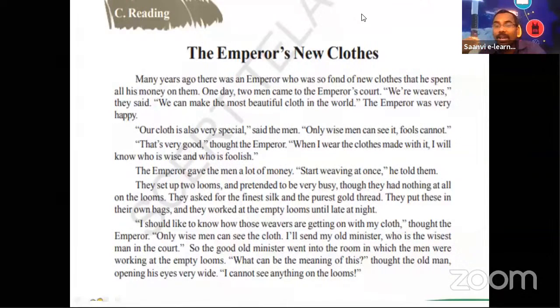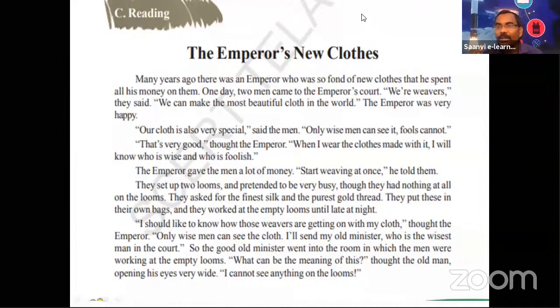They asked for the finest silk and the poorest gold thread. They put these in their own bags and they worked at the empty looms until late at night. So these two men just came to cheat the emperor. They knew that the emperor is very fond of new clothes. That's why they wanted to cheat the emperor to gain some money.